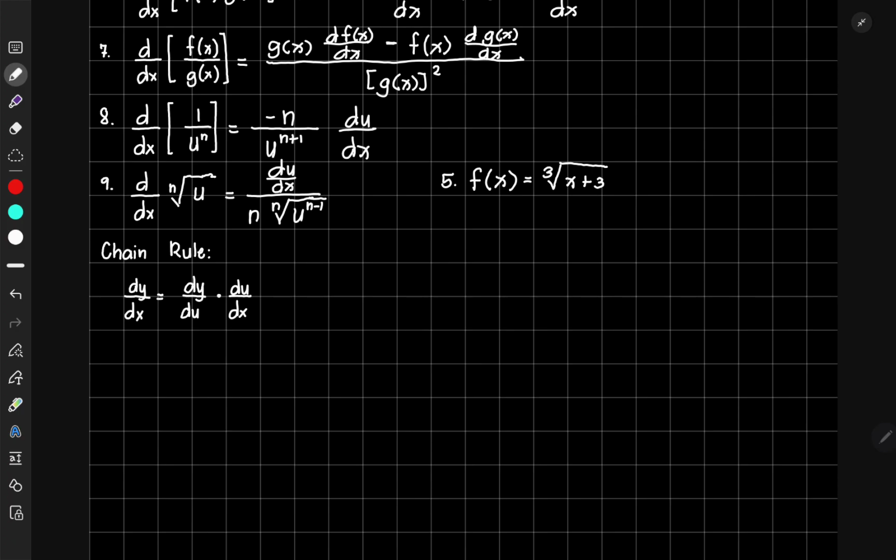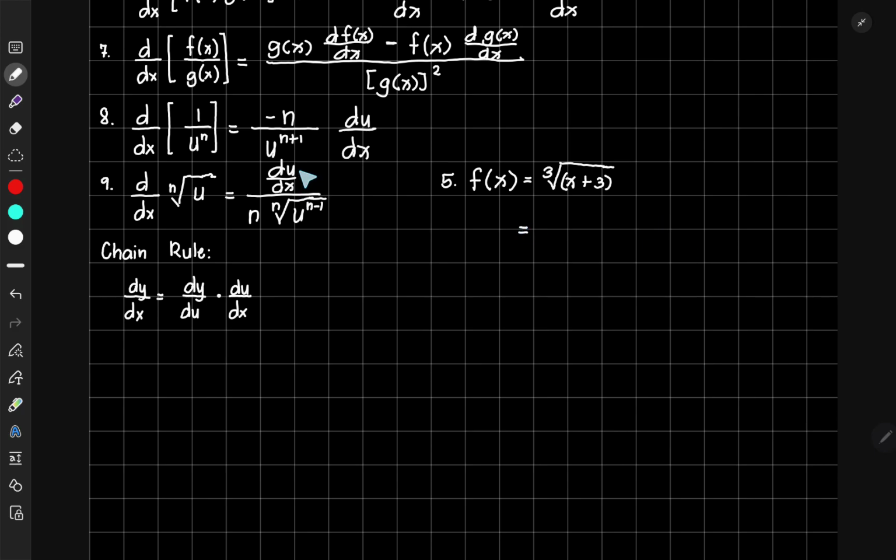So, for our 5th example. So, ito yung sinasabi ko kanina. Ito yung pinaka-u, x plus 3. Meron siyang exponent na 1. Kung 2 na yan, medyo iba na yung parang rule nito. Kaya hindi natin magagamit yung rule number 9. So, you can use yung power rule for that. Pero, gamitin muna natin yung rule number 9. So, our n here is 3 kasi cube root siya.